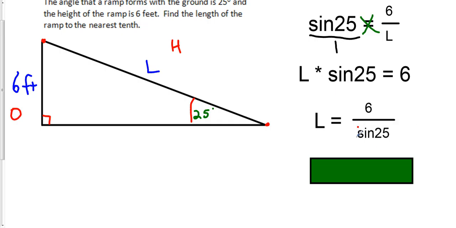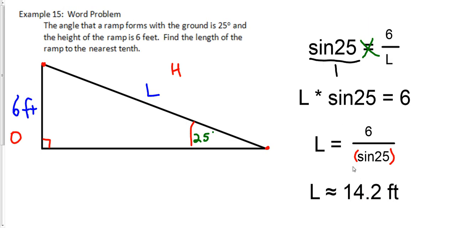And again, make sure when you type this into your calculator, be safe. Put an extra set of parentheses there so it knows that it's 6 divided by all of this. After you type it into your calculator and hit enter, it'll tell us that approximately, to the nearest tenth of a foot, this should be 14.2 feet long. So we would need a ramp 14.2 feet long to make an angle of 25 degrees go 6 feet high.